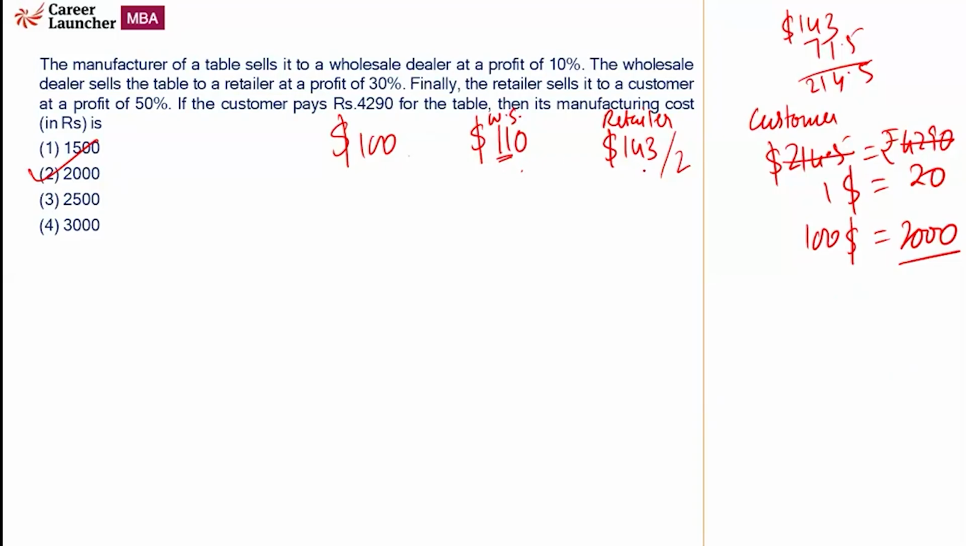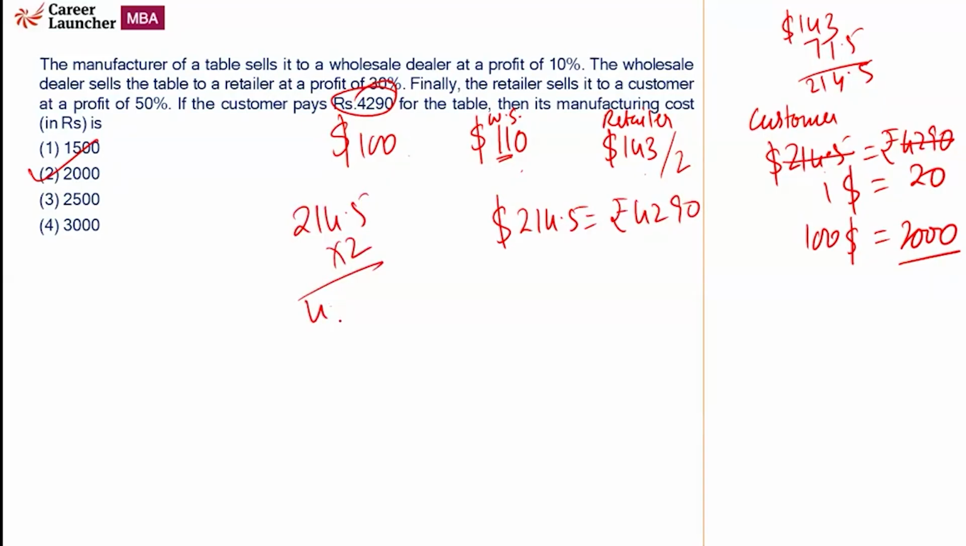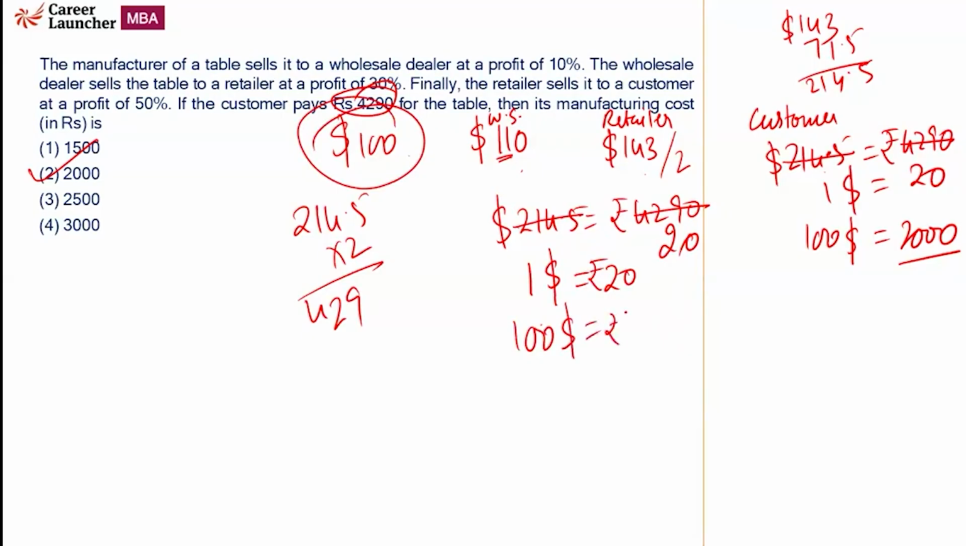Is this clear? 100 becomes 110, then it is 143, then it is 214.5. You said in terms of dollars it is 214.5, but in terms of rupees it is 4290. Sir, if you double 214.5 it becomes 429, and with one zero it is 20. So $1 is how many rupees? 20 rupees. What was the manufacturer's initial price? $100. Multiply by 20, I'll say it is 2000. Is it fine? Clear? Should I move to the next one?